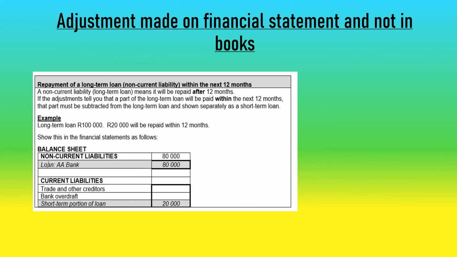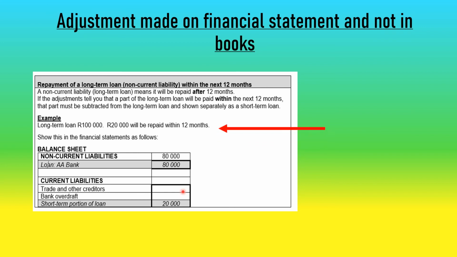Okay, so here's an adjustment that we make on a financial statement and not in the books. Once again, you do not do a journal entry for this. You do not debit or credit anything for this. You would just do it on the face of the financial statements, and that's what it means when you are adjusting something on the financial statement and not in the books.